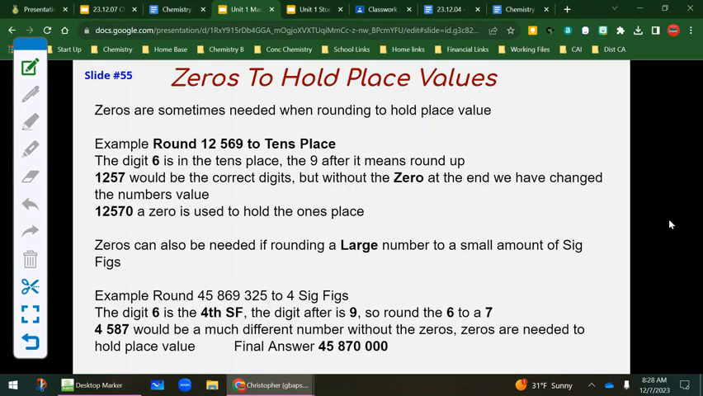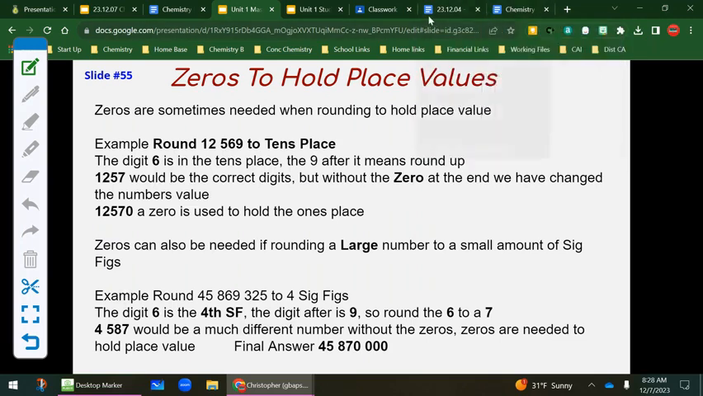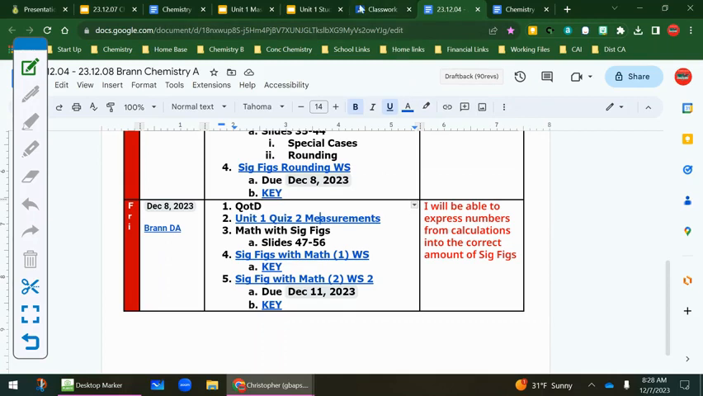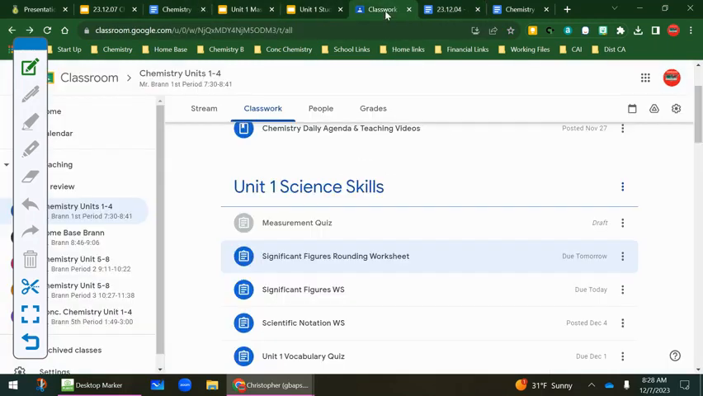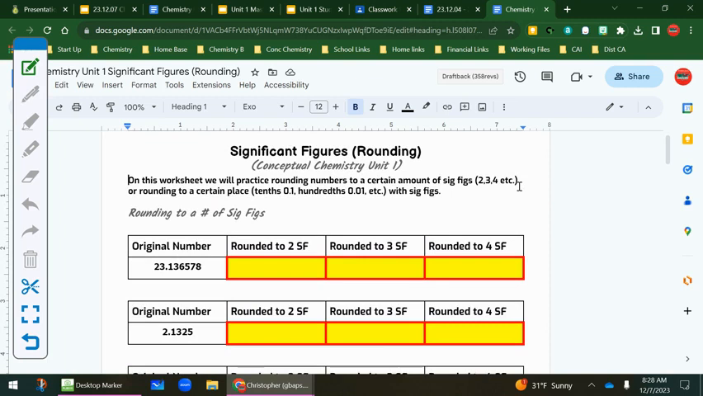All right, you've listened to me long enough today. In Google Classroom, ladies and gentlemen, there is a second assignment for you today. Go to Google Classroom and find the assignment that says Significant Figure Rounding Worksheet. Open it up, ladies and gentlemen, and here's the worksheet. You've got about 13 minutes. You could probably get the worksheet done.